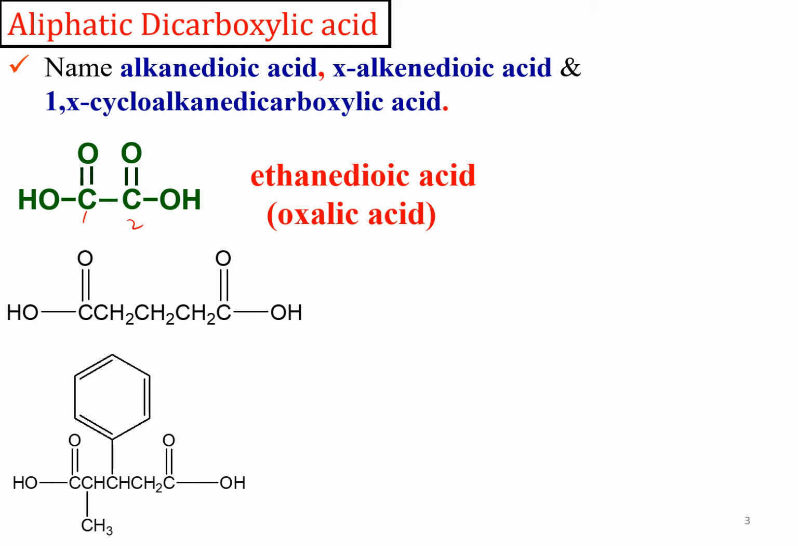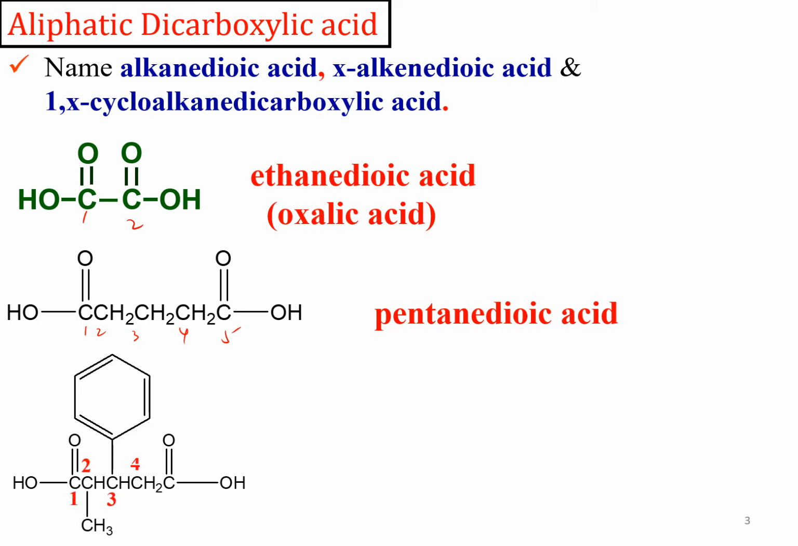Look at another example, where you have 5 carbons: 1, 2, 3, 4, 5. You can start from the left or right. The COOH is at carbon 1 and carbon 5. For this example, we do not need to indicate the position of the COOH. Why? Because it's always at the terminal. So here you have pentane dioic acid.